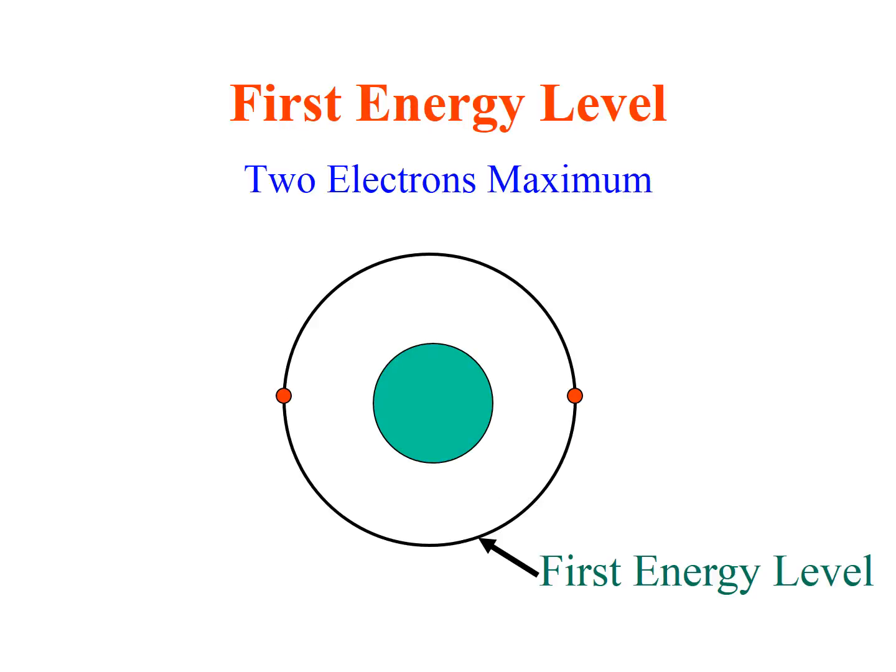Electrons orbit the nucleus of an atom in different orbits or energy levels. The further the electron is away from the nucleus, the more energy it has. The first energy level is closest to the nucleus. It can hold up to 2 electrons. If an atom has more than 2 electrons, they will not all fit in the first energy level.